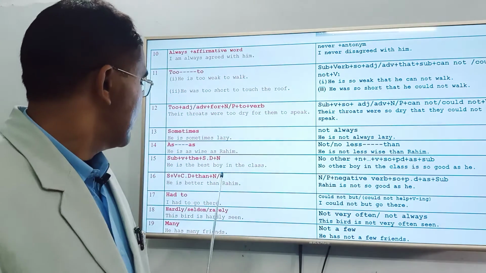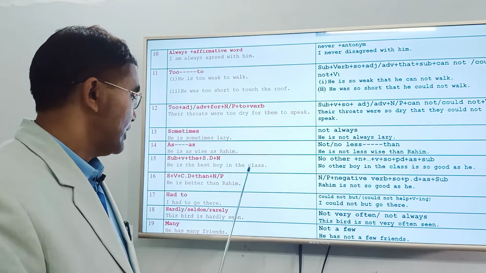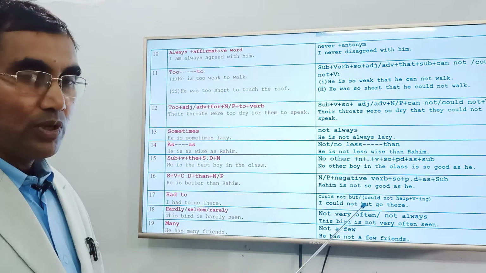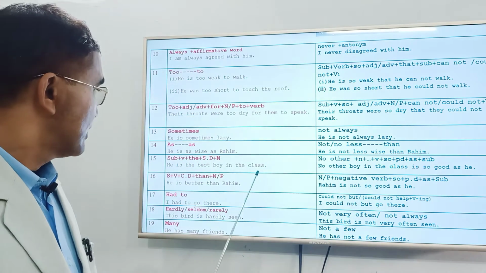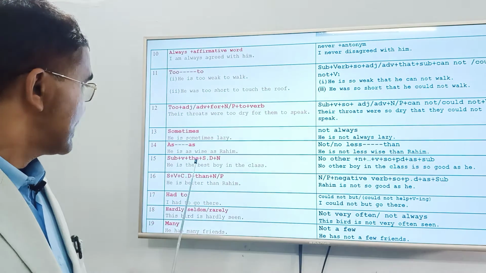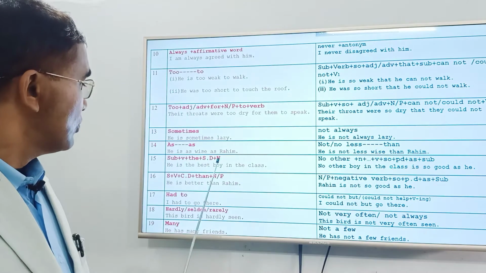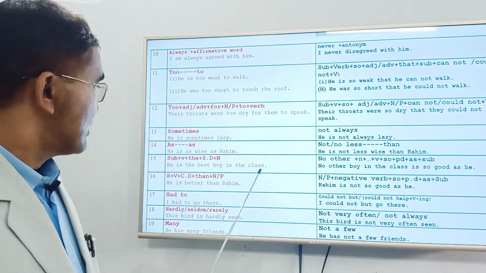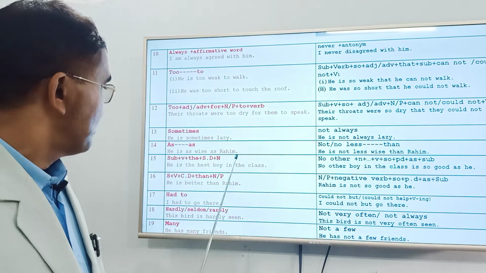Then next one. He is the best boy in the class. You can say that this is a sentence in which there is the use of the superlative degree. The structure can be exemplified as subject plus verb plus the plus superlative degree, SD meaning superlative degree, plus noun or noun equivalent. Is the best boy in the class.